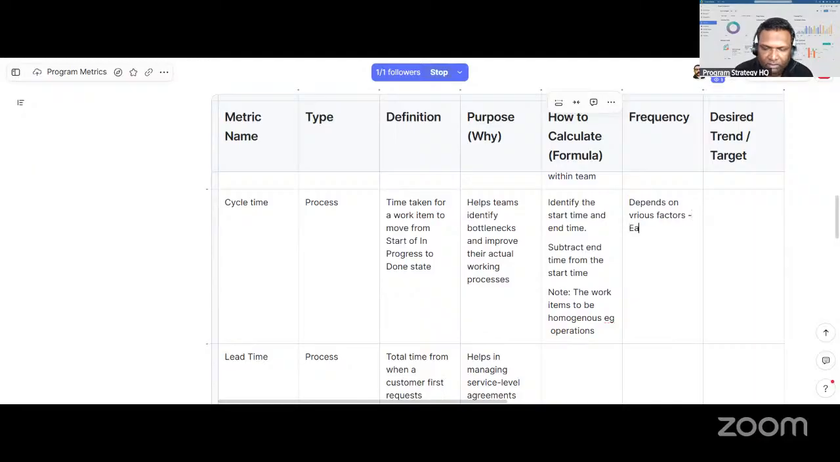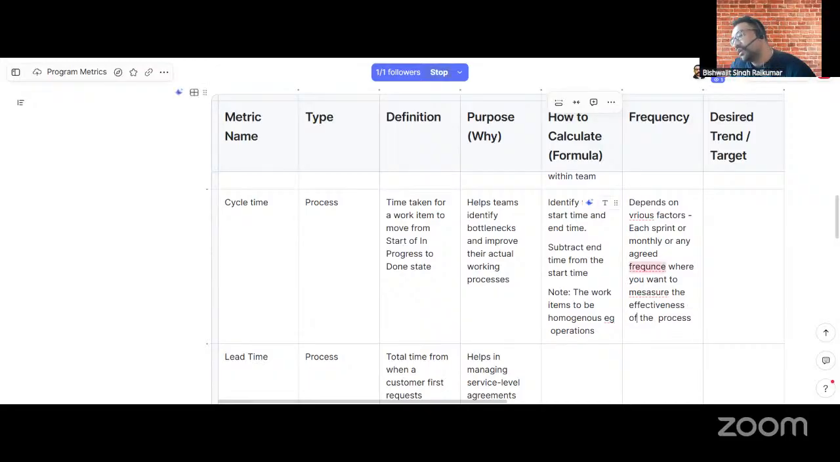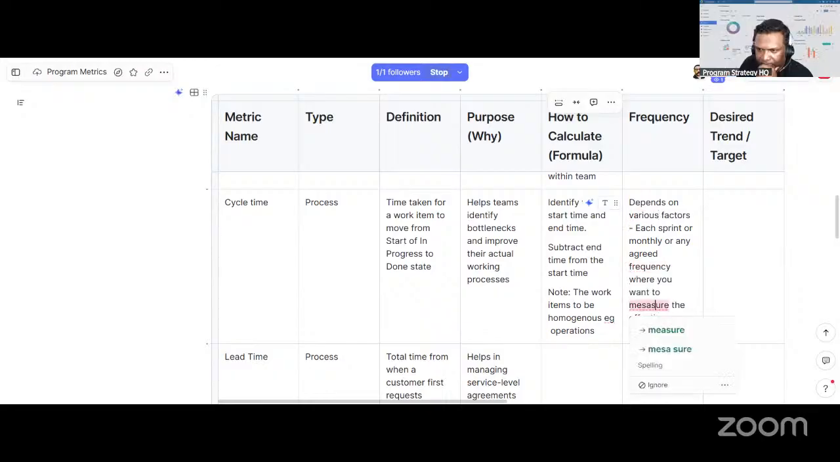Each sprint, monthly, quarterly, or any agreed frequency where you want to measure the effectiveness of the process. Frequency: desired trend, there is nothing there, not applicable.